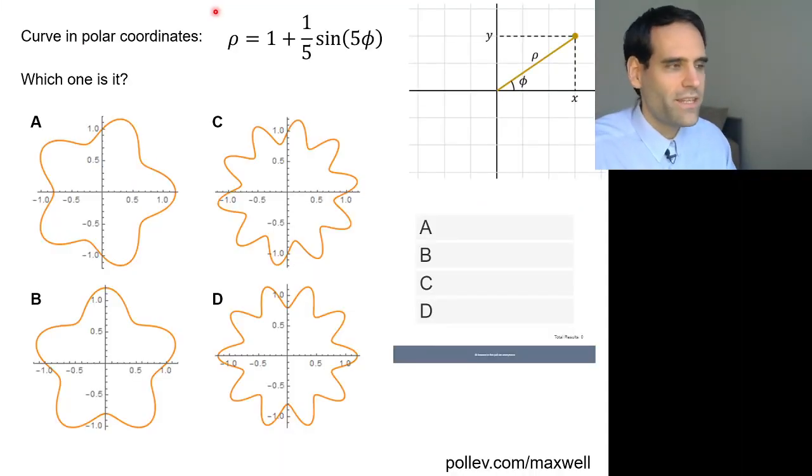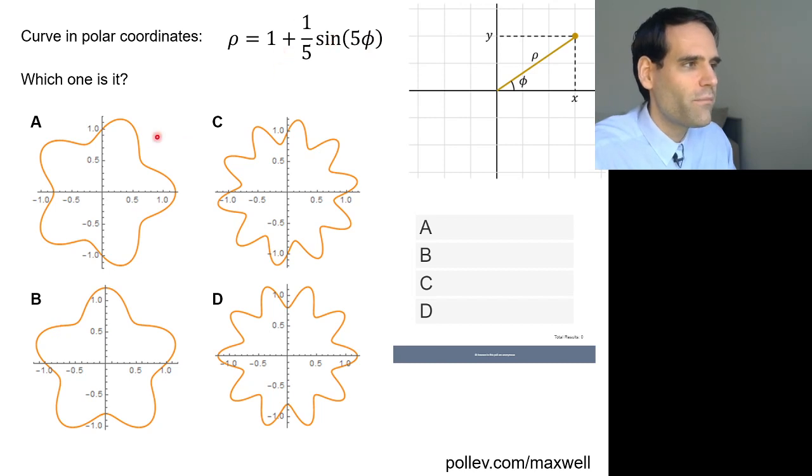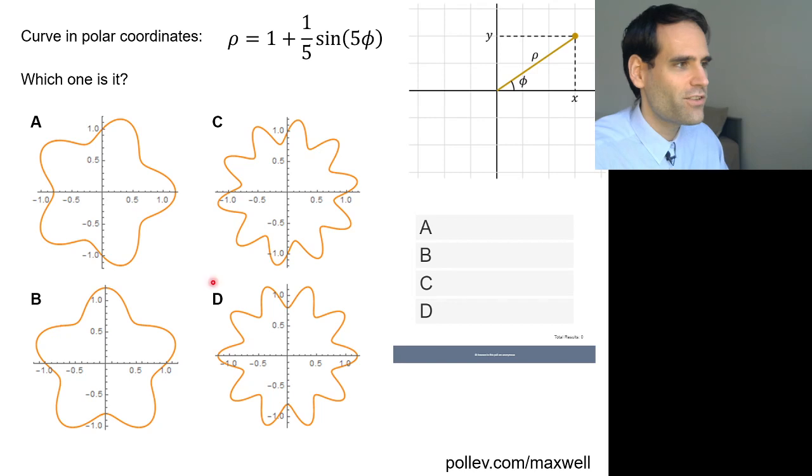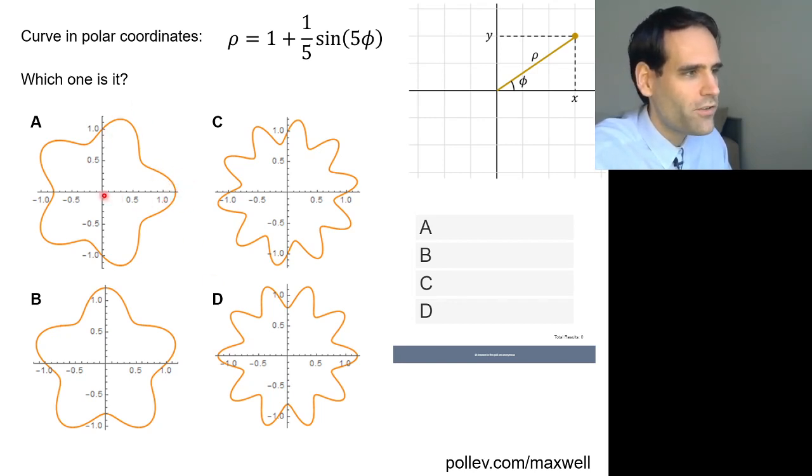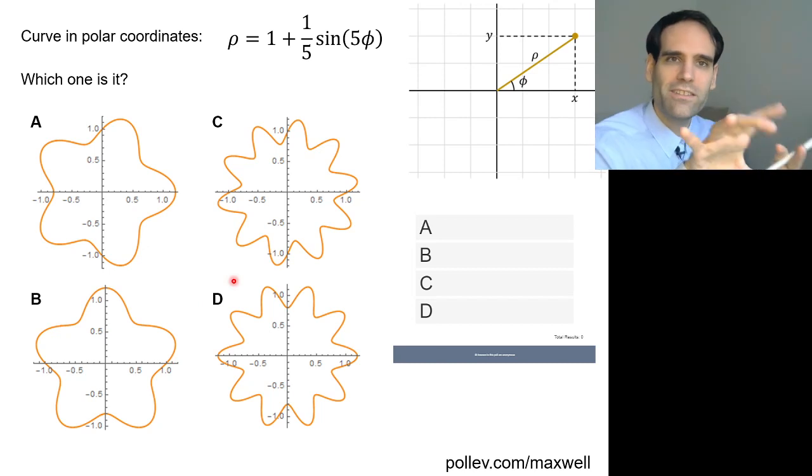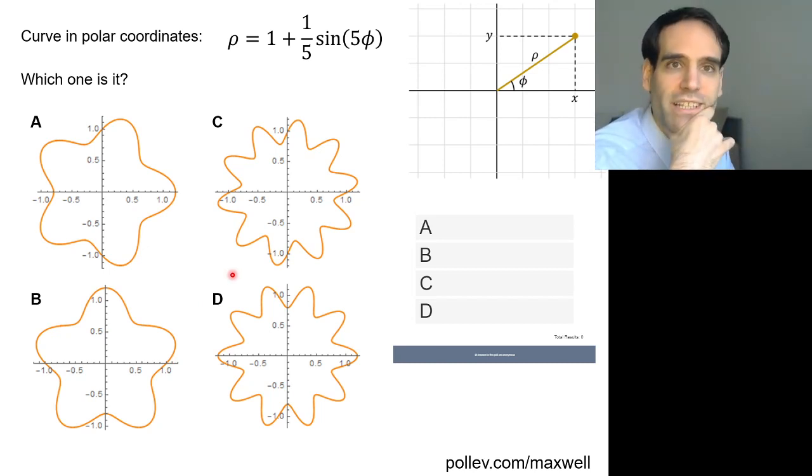So be ready, because in the live session I will ask you, using Poll Everywhere, this question. I'm giving you here a curve in polar coordinates, 1 plus 1/5 sine of 5 phi, and you will have to tell me which of these 4 shapes it corresponds to. So you have to think how many maxima and minima you are expecting, and whether you expect a maximum when phi equals 0, or maybe it's not a maximum. There are several tricks here that I will ask you in the live session.